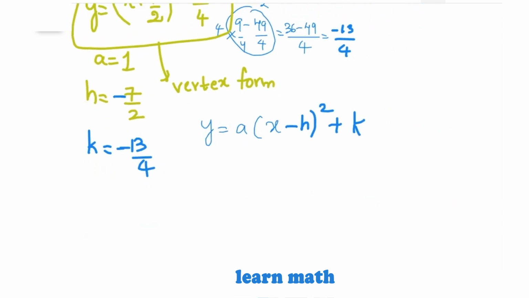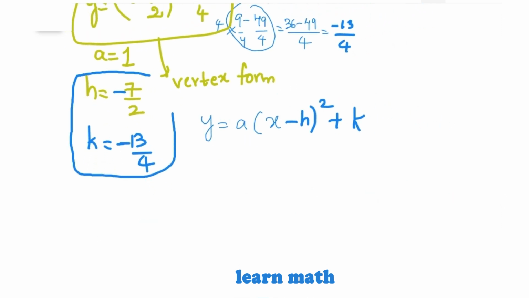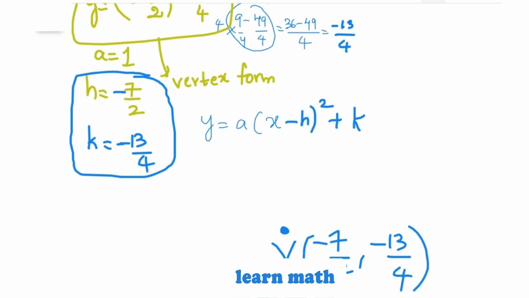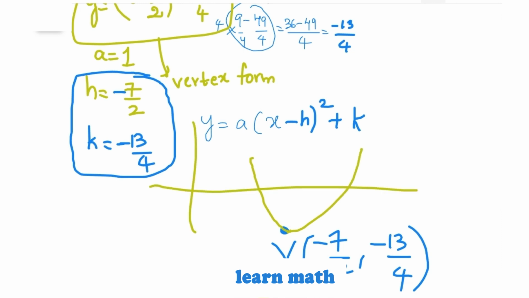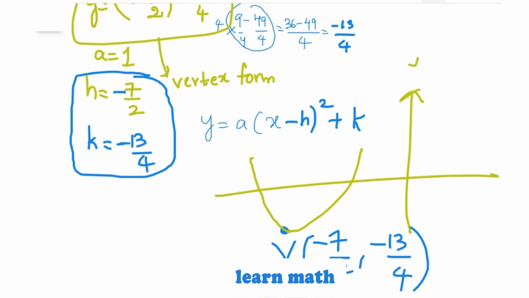If you want to draw this graph, you know the vertex coordinates, right? Let's say the vertex coordinates are negative 7 by 2 comma negative 13 by 4. And the graph is upward or downward? Upward. So it will be opening upward, like this. This is the graph. It will be in the third quadrant, with the y-axis and x-axis like this.